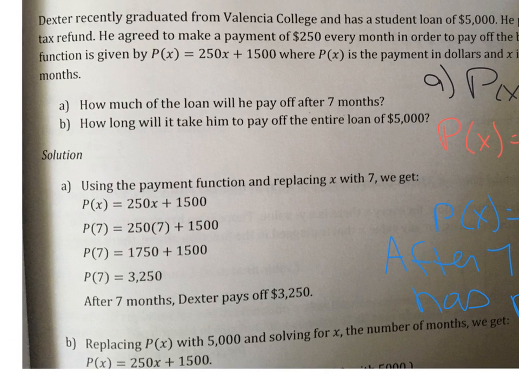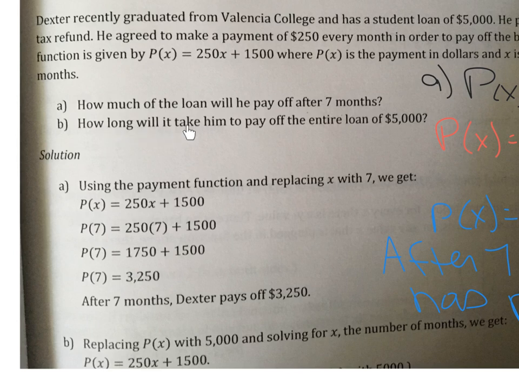All right, let's go over to part B. Says, how long will it take him to pay off the entire loan of $5,000? So if we're looking at this function, the entire loan of $5,000 would be your P of x, or he will have paid off $5,000, and then we're going to have to solve to find out how many months it will take.